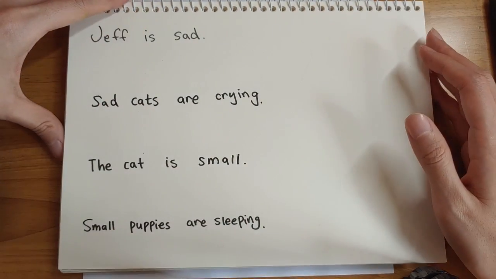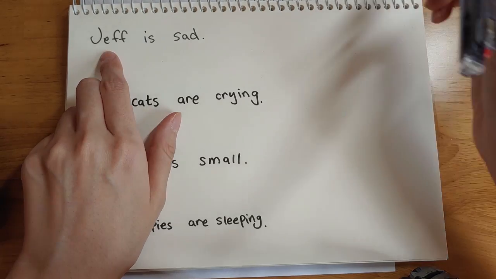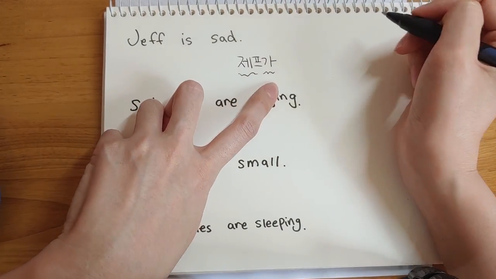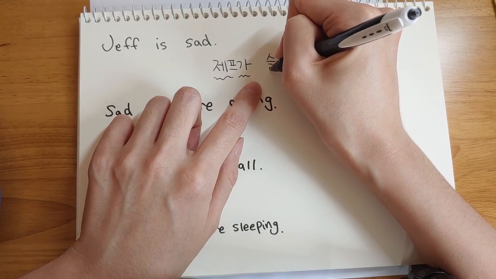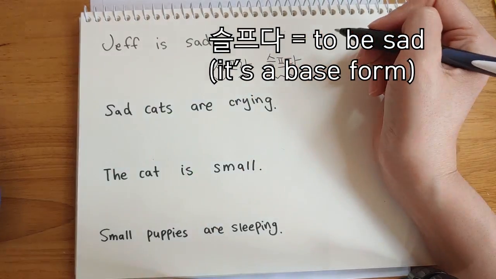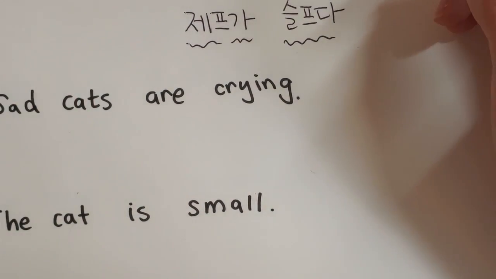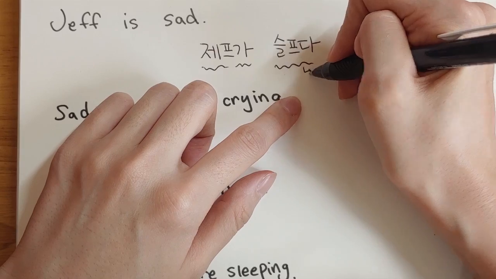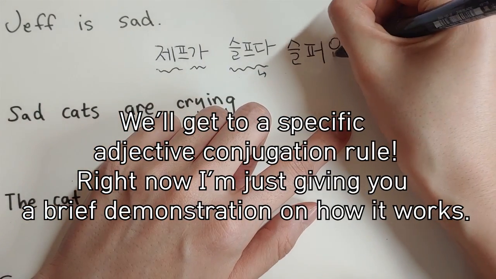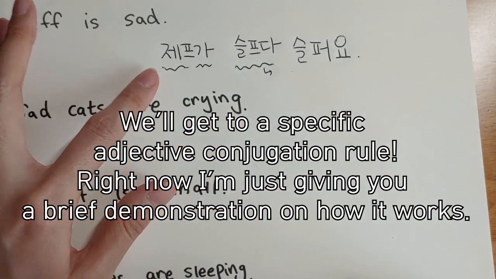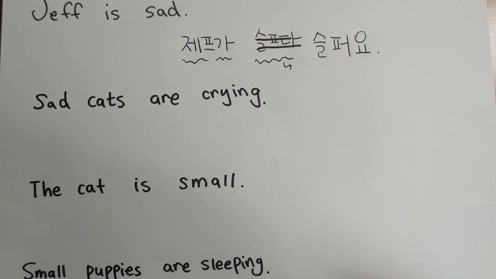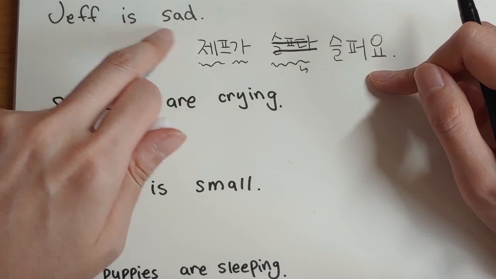So when you want to say Jeff is sad, 제프가, you write the subject first and the subject marking particle. 슬프다 corresponds to be sad, and you have to conjugate 슬프다 in its present form. So it becomes 슬퍼. And if you want to make it in a 존댓말 form, you can use 요, right? So 제프가 슬퍼요, to mean Jeff is sad.